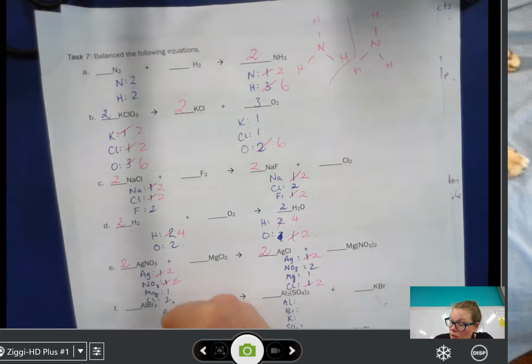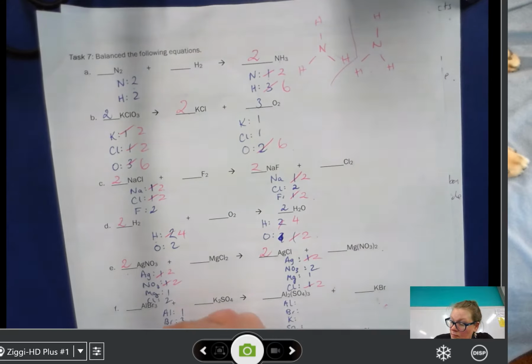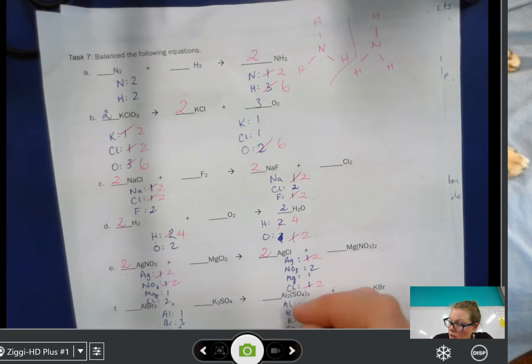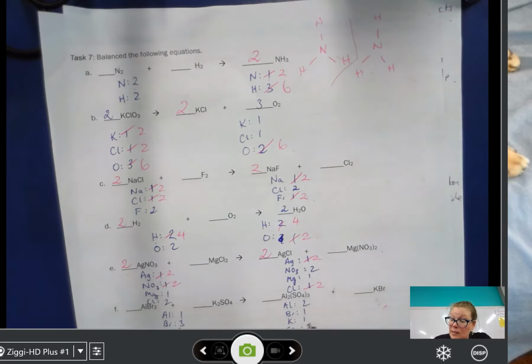Aluminium, there's 1. Bromide, there are 3. Potassium, there are 2. Sulfate, there is 1. Sulfate 3. Aluminium 2, bromide 1, potassium 1. I'm going to leave potassium and bromide to last and change the other ones first, just because I know that they're going to be trickier to do.